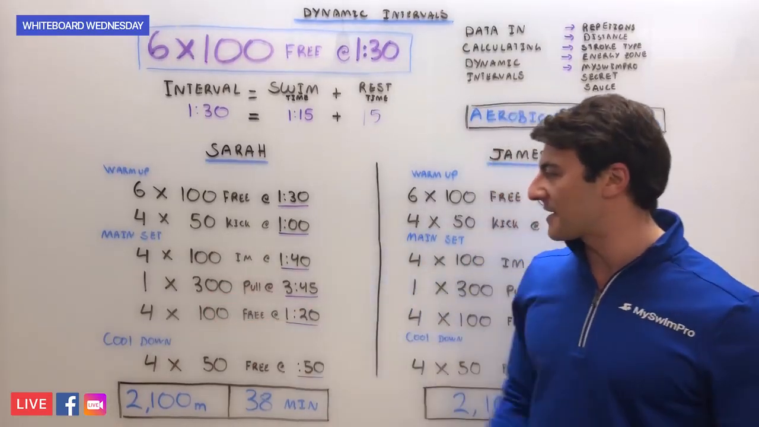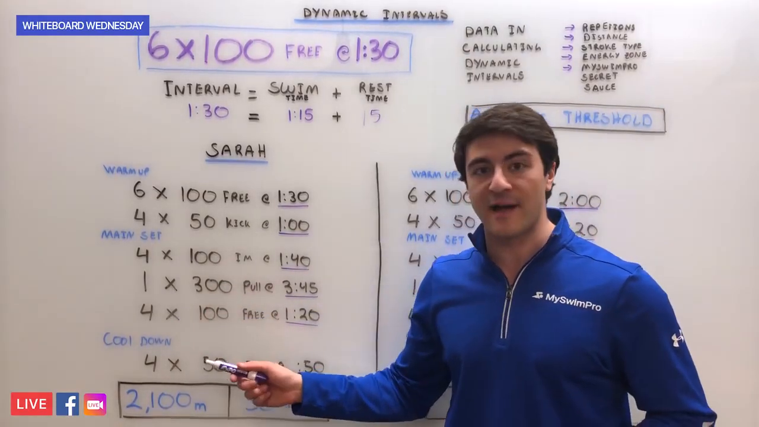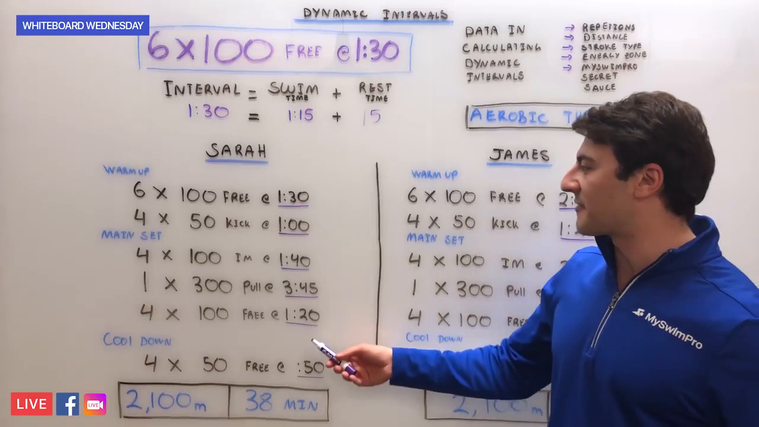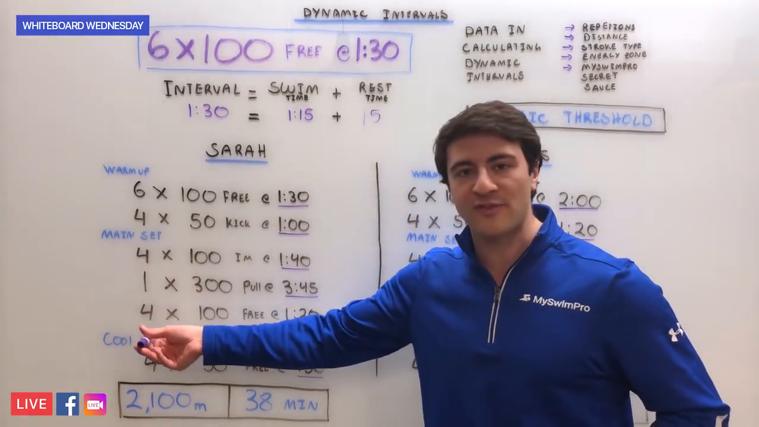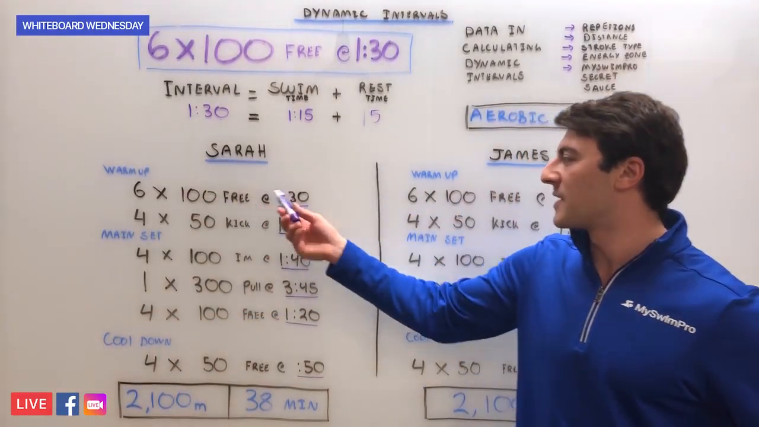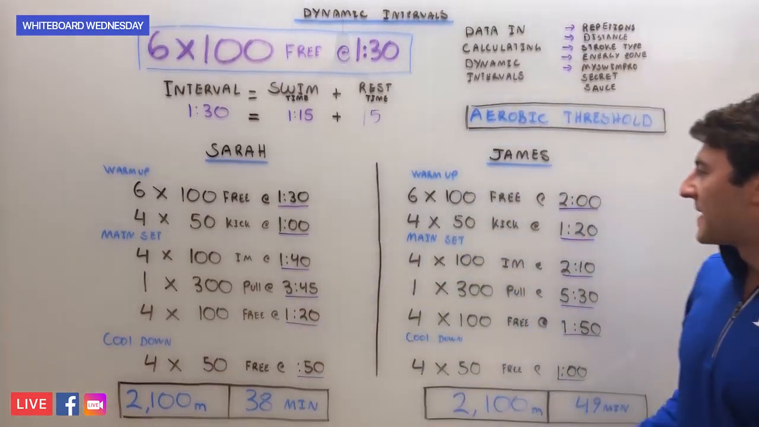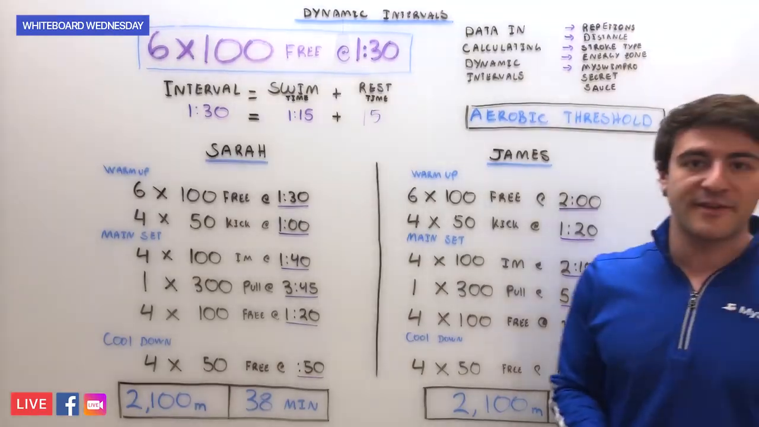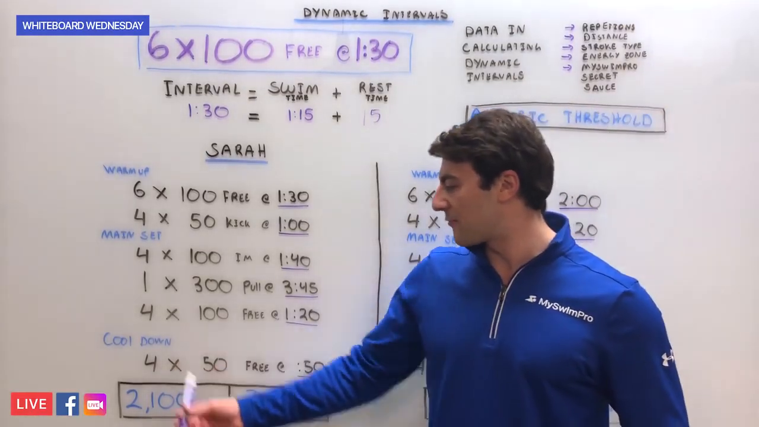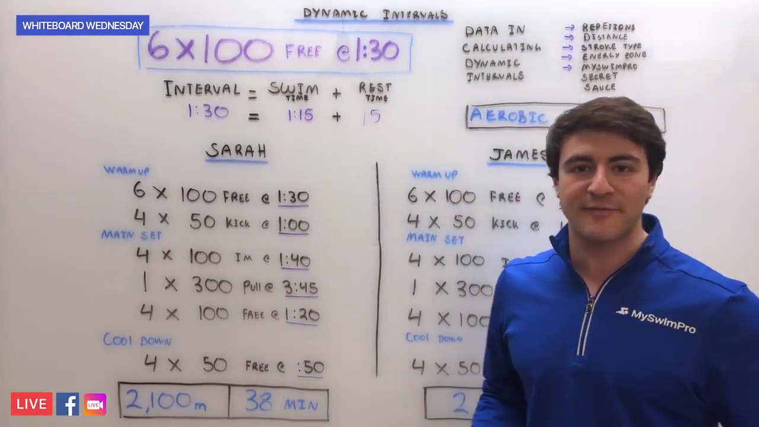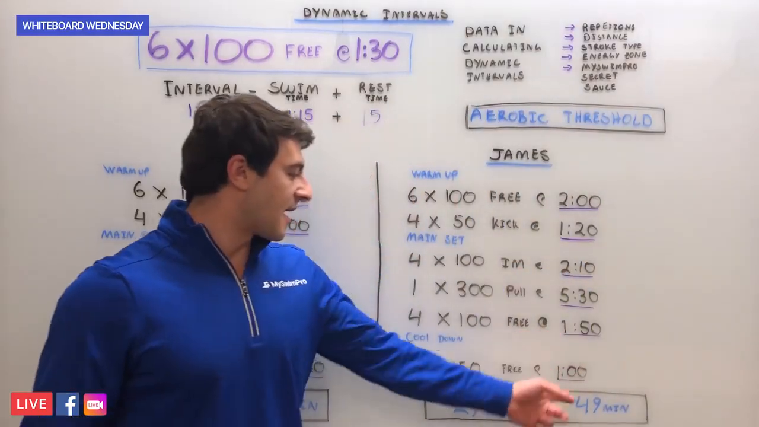Moving to the last part of the main set, 4 100s freestyle on the 120. So this is, again, this is the main set. This is probably in the threshold zone, whereas the warm-up was maybe in the endurance or easy zones. So Sarah's on the 120, and then James is on the 150. And look at our cooldown, 4 50s freestyle. Sarah's on the 50, and then James is going to be on the minute.